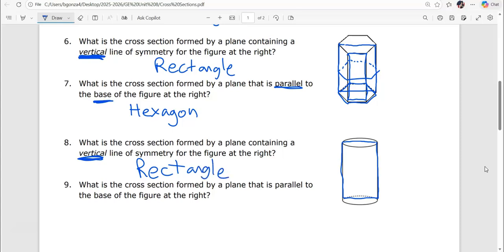All right, so rectangle, if it's up and down, vertical. So remember, vertical is up and down. But the next one says, what about if it's parallel to the base? What is the base of a cylinder? What do I see at the bottom here? It is a circle. Even if I cut it up here, it's a circle, right? Circle. All right, go ahead and flip it over.